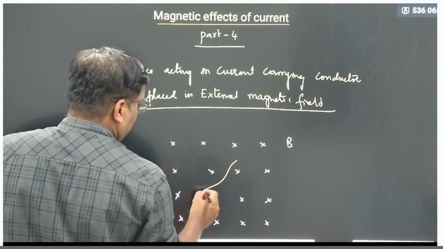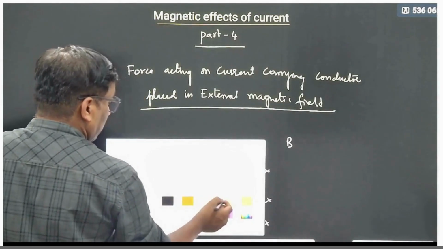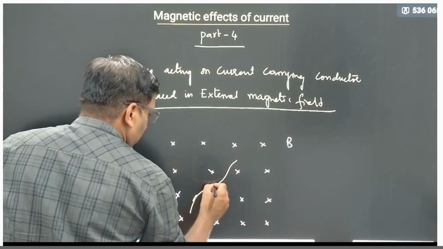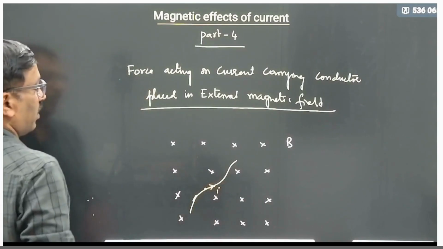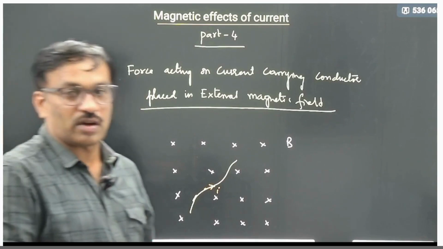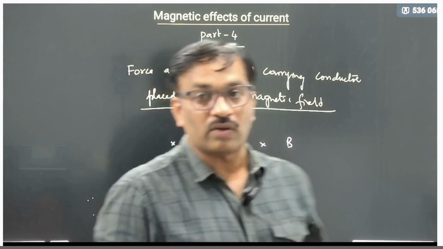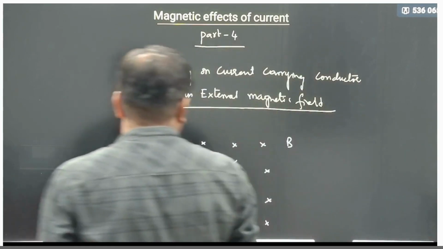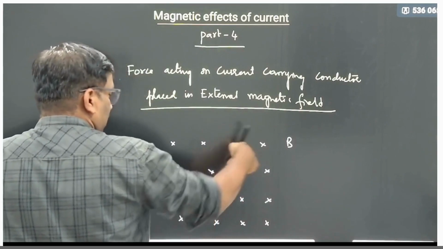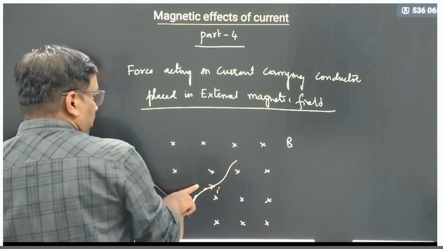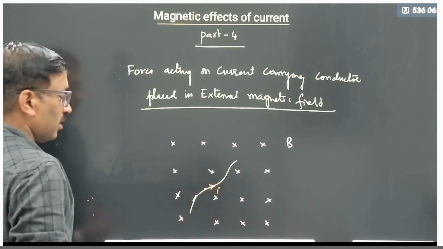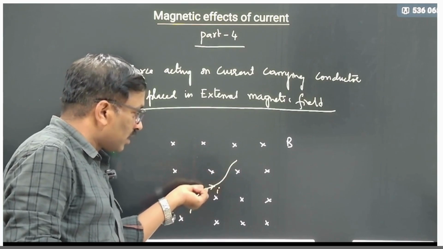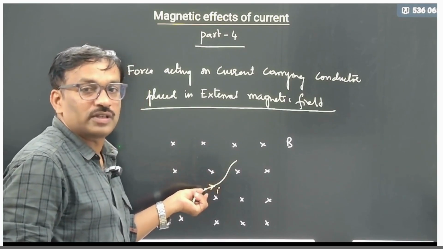So one current carrying conductor we are placing. The current flowing in it is I. Now will it experience a force or not? Yes. How? See, current is flowing, which means charges are moving. That means electrons are moving in this direction, and positive charges are going in the opposite direction, we can assume. So current is nothing but a flow of charges.